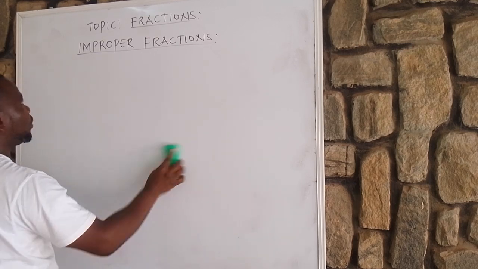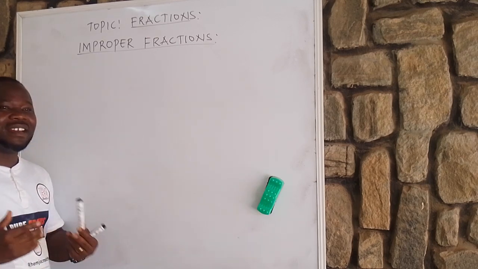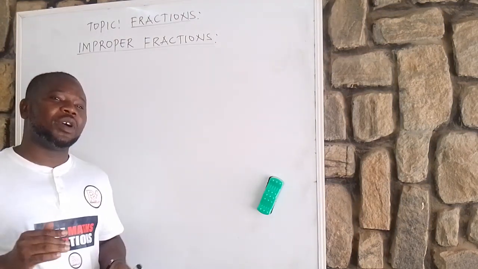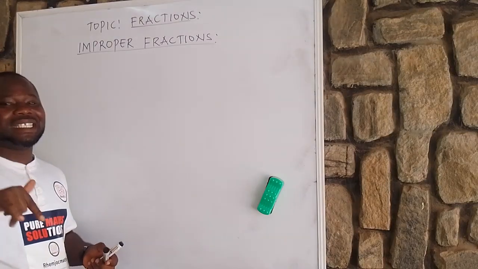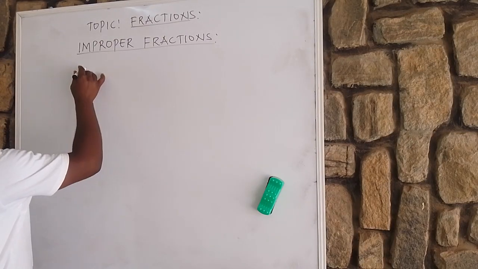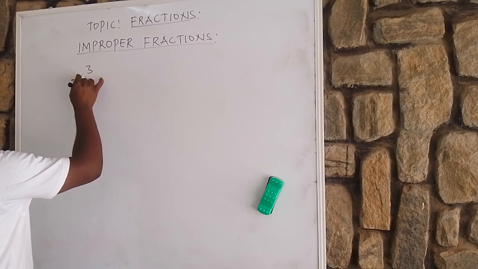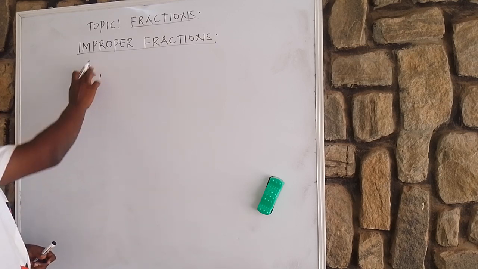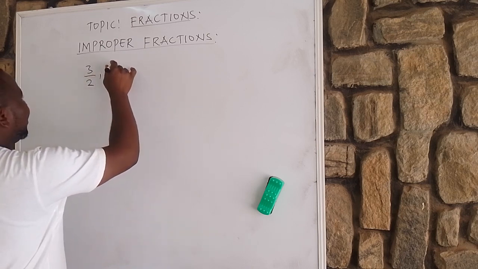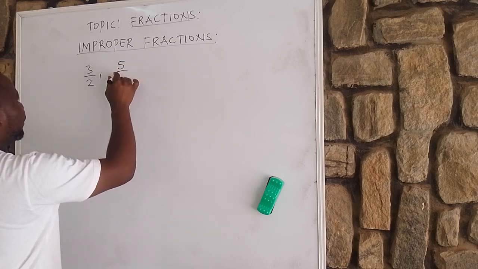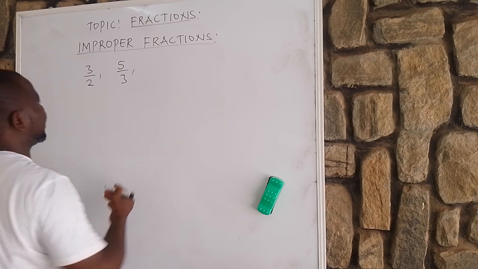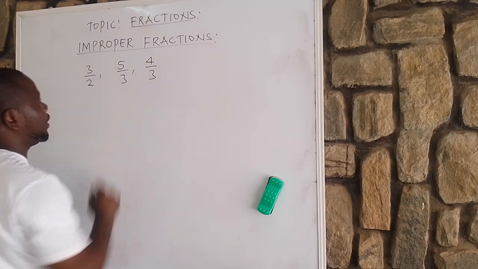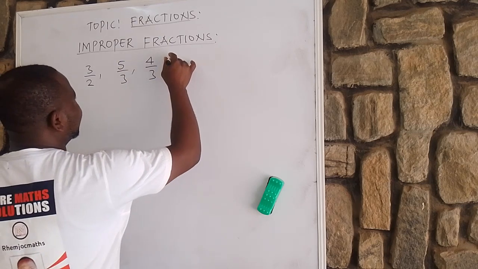Now, we want to consider improper fraction. The improper fraction means the numerator is always greater than the denominator. That is 3 all over 2. This is improper fraction. You see that the numerator is greater than the denominator. 5 all over 3 is an example. Then 4 all over 3, this one too is an example.